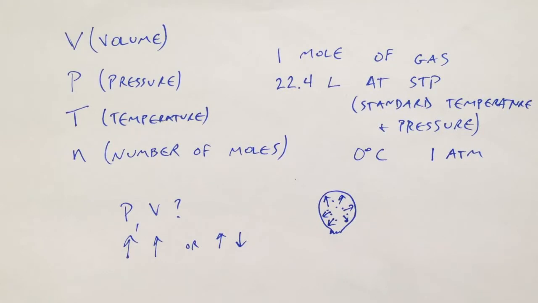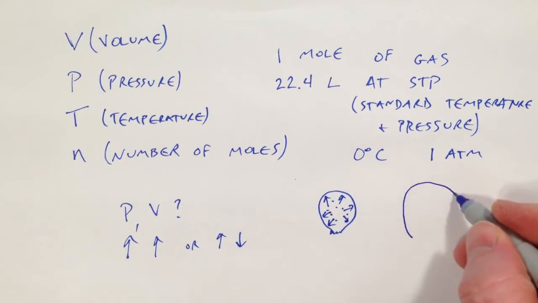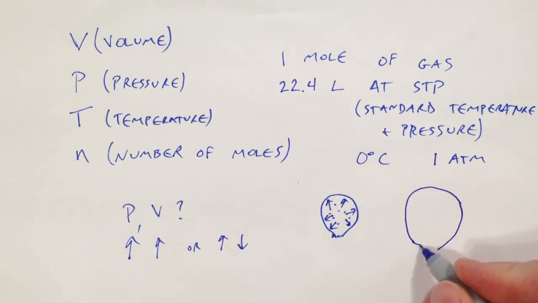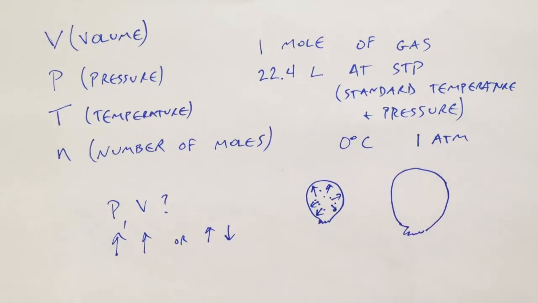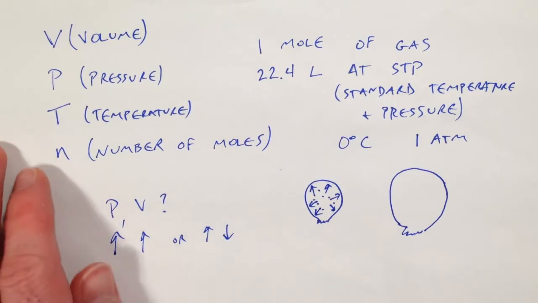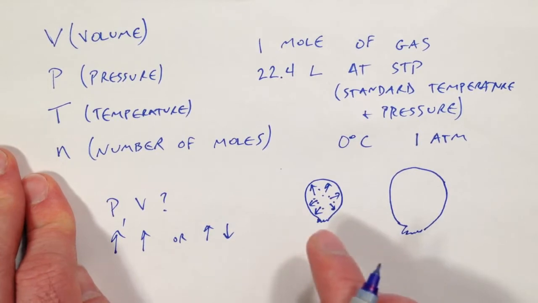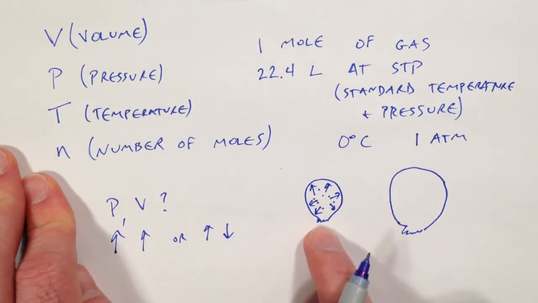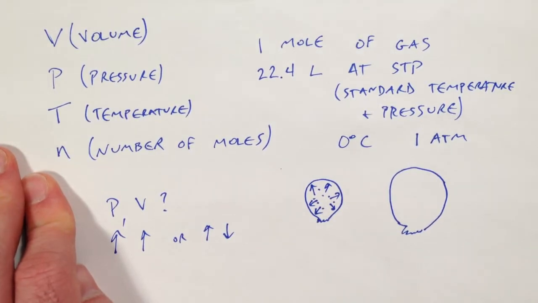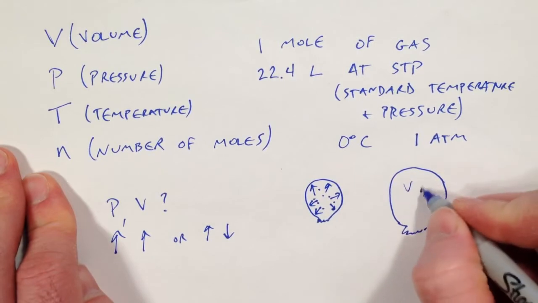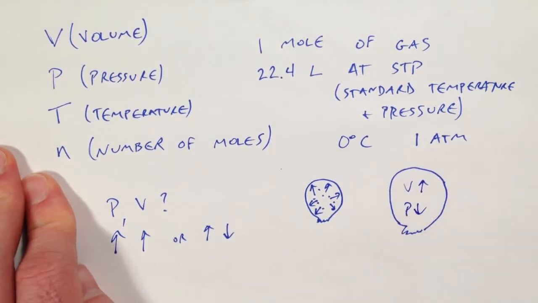Well, I think it should be kind of intuitive to you that if you expanded the balloon, the particles would have more room in which to run around, which means less collisions, which means less force exerted. So when the volume goes up, the pressure goes down. That would be not a direct variation, but an indirect variation.